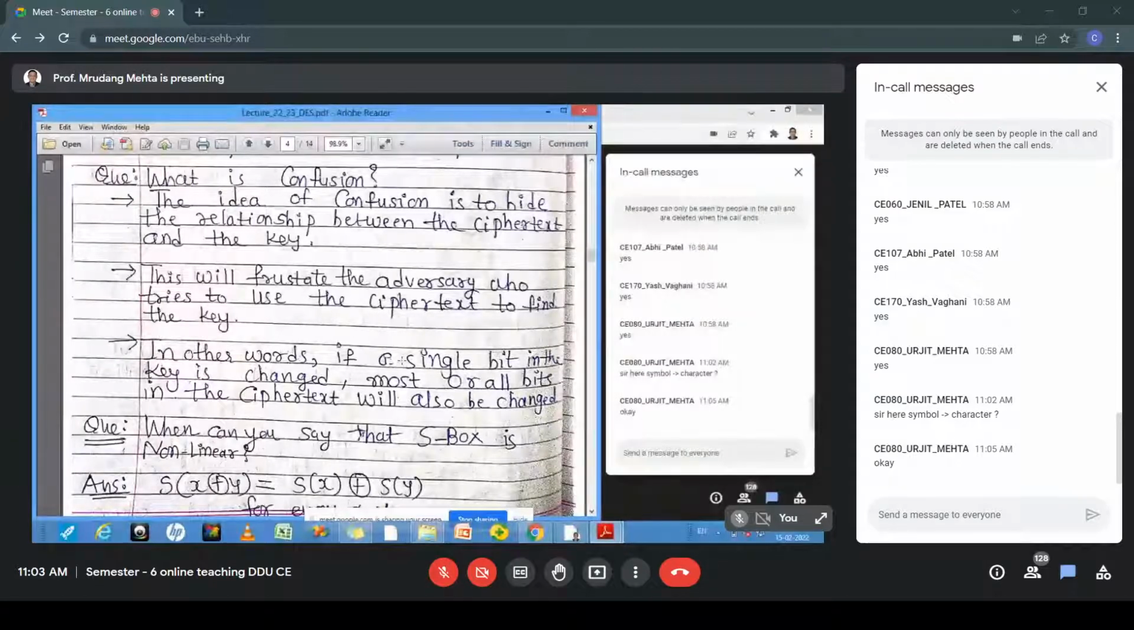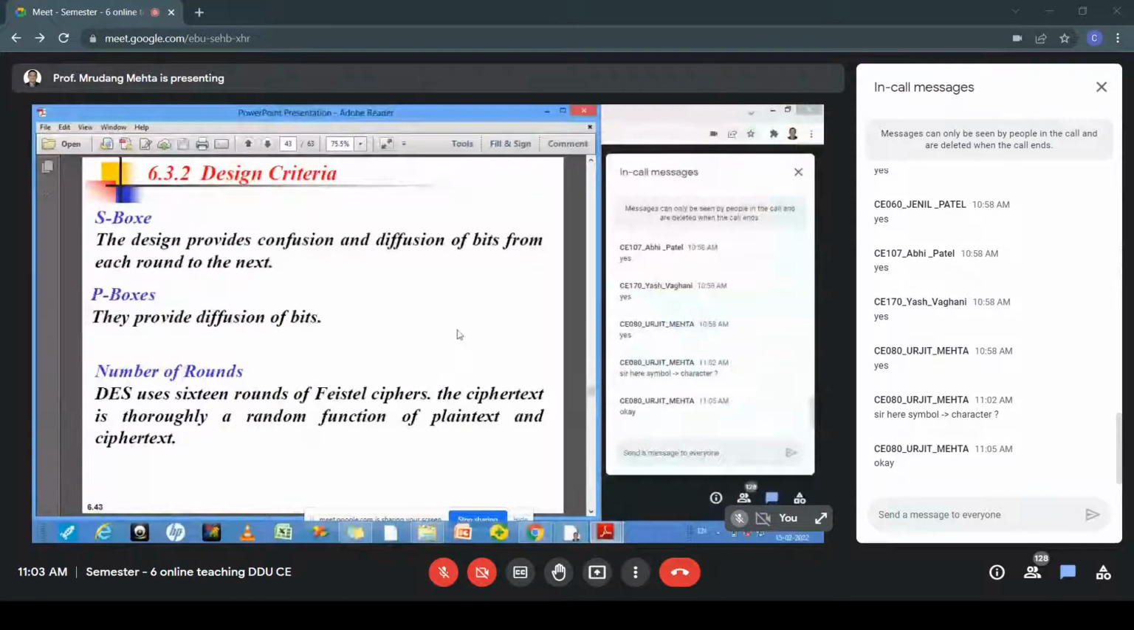So we restrict ourselves to the discussion of encryption and decryption, right? And the ideas of DES in this particular topic. So for the number of rounds, DES uses 16 rounds of Feistel cipher, and the ciphertext is a thoroughly random function of the plaintext and the key. Okay.